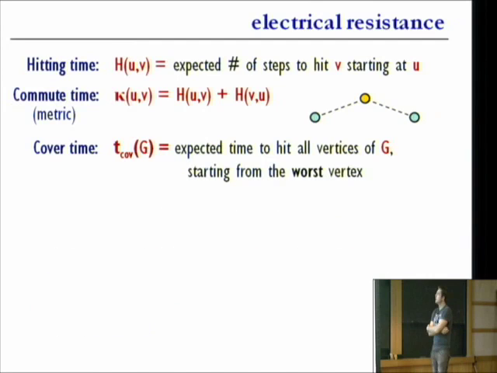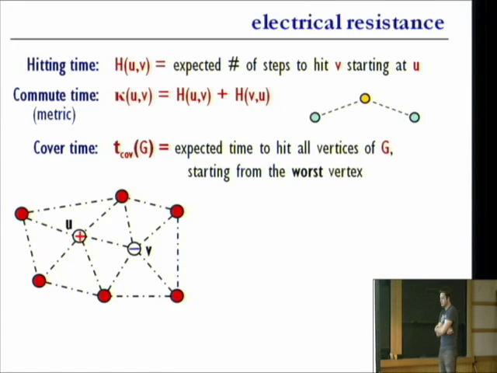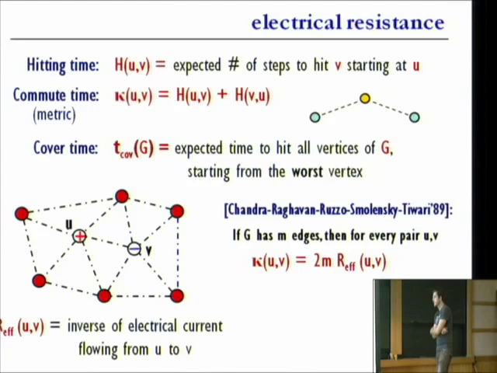Let me mention one more very important connection that will be important for us as well, which was first discovered in this work of Chandra, Raghavan, Ruzzo, Smolensky, and Tiwari: the commute times, these distances, can be related to properties of the graph thought of as an electrical network. I'm not going to go into it too much, but basically, if you take the graph and put a unit resistance wire on every edge, and then induce a voltage difference of 1 between two nodes, the effective resistance is defined as the inverse of the current flowing from u to v in this setup.